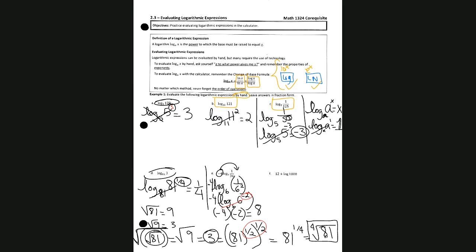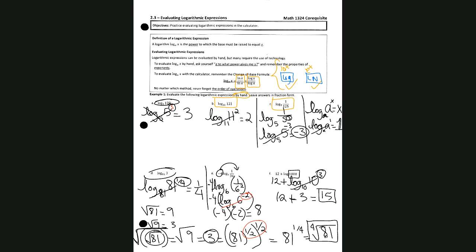Now the next problem, we have 12, and then we have a common log. Remember, common log, if you don't see the base, is a base 10. And you have 1,000, so we can rewrite 1,000 as 10 to the power 3. So if we cross this out, we will get 12 plus, the answer here is 3. So 12 plus 3 is equal to 15, and that is the answer to that expression.